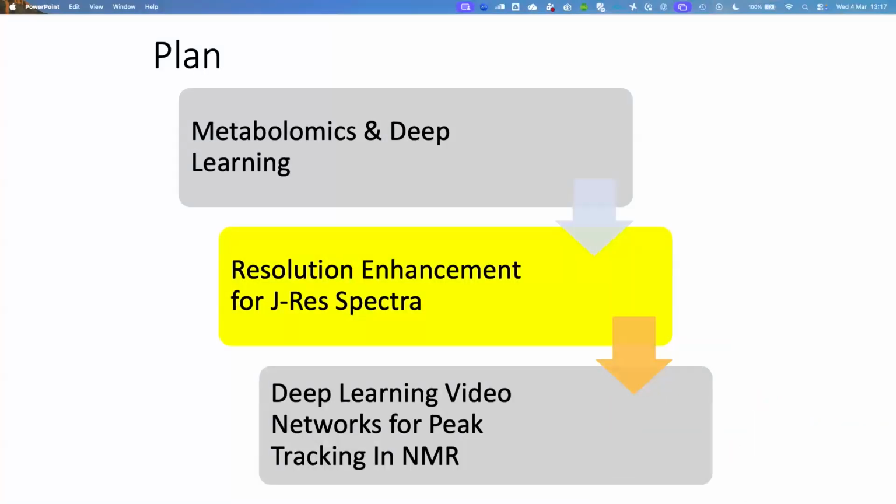So that was a bit of an introduction. Now I'm going to talk about the first story, which is our efforts with these J-resolved (JRES) spectra, which I'll explain in a moment, to try and improve resolution. So that's getting, if you like, more information out of the raw data than we would normally be able to get just by processing in the standard way.